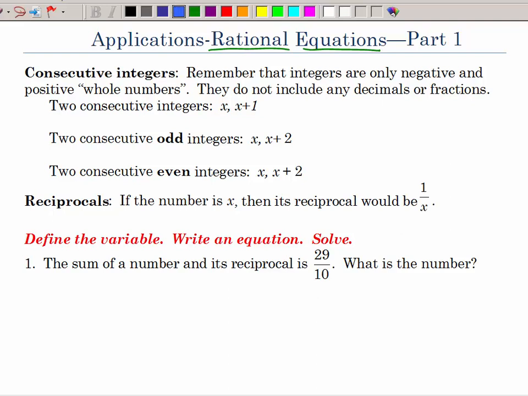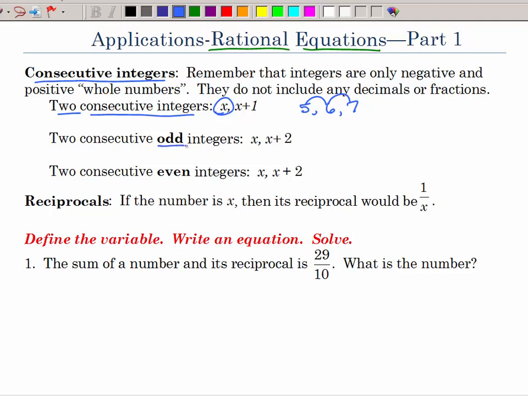We're going to see things like consecutive integers. Now, those are numbers that are in a row. 1, 2, 3, -2, -3, -4. There's no decimals or fractions. But we have to read the problems very carefully. If you're asked to find two consecutive integers, you always let the first one be x and then the next one x plus 1. Because if we take some consecutive numbers, hopefully you can see that you have to add 1 to get to the next one.